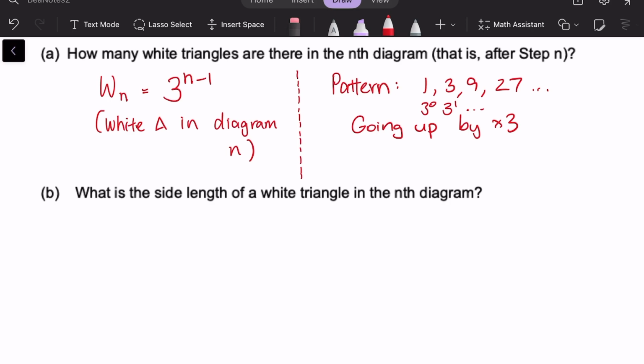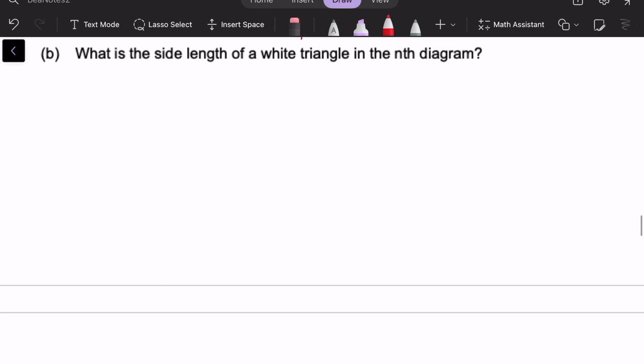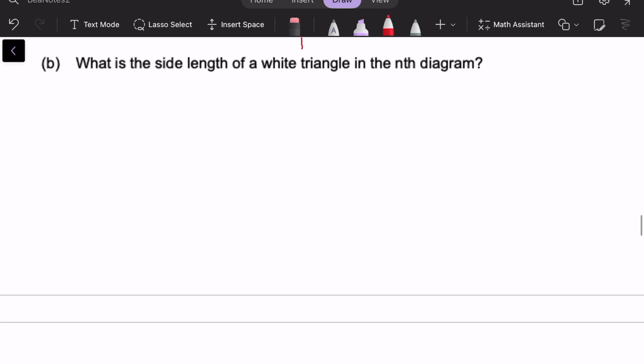Because of the order that it's in, let's say it's the third diagram, then there's going to be 3 to the power of 3 minus 1, which is 3 to the power of 2, 9. That's how many white triangles there'll be. Simple enough. Next one, what is the side length of a white triangle?